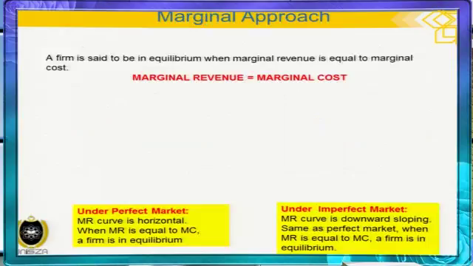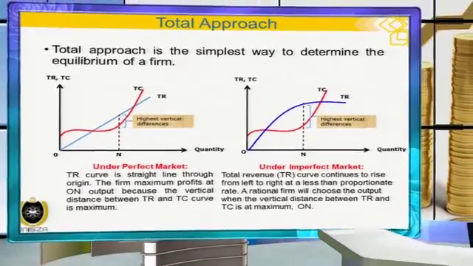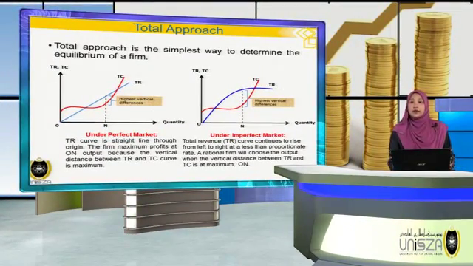For the imperfect competition, under the imperfect market, the total revenue curve continues to rise from left to right at a less than proportionate rate. A rational firm will choose the output when the vertical distance between the TR and TC is at the maximum. And you have to remember too, you have to find out the highest vertical difference between the TC and TR, which is the maximum profit for the firm.